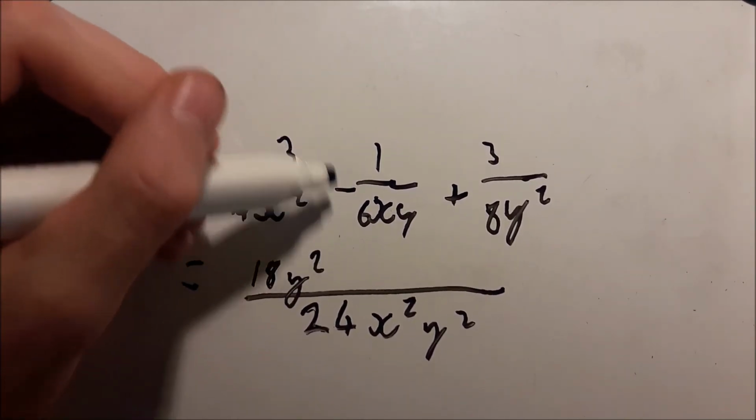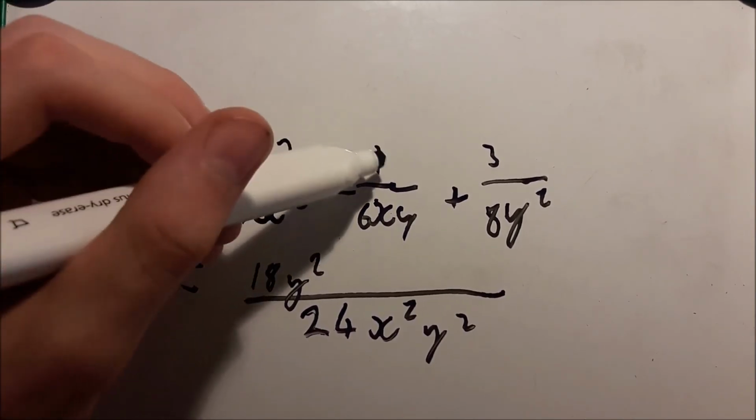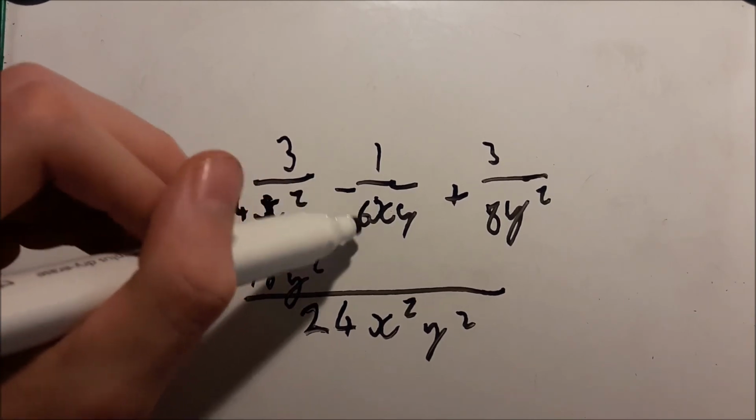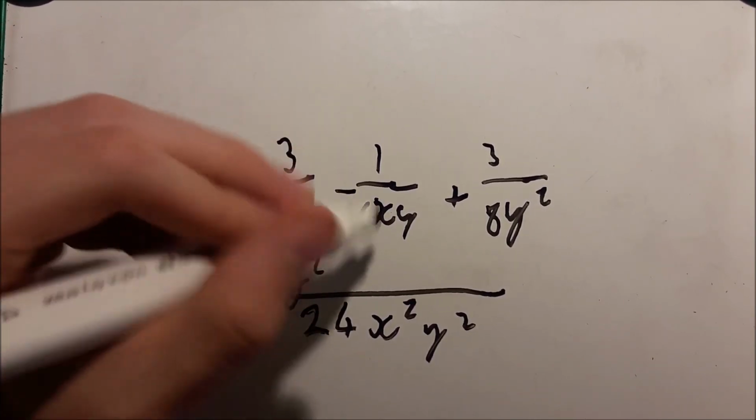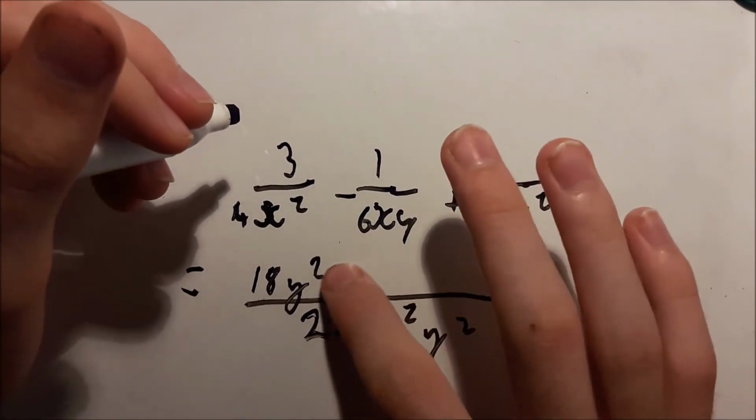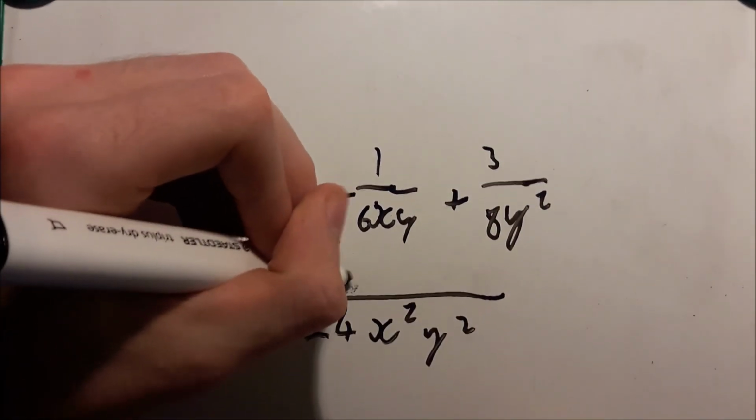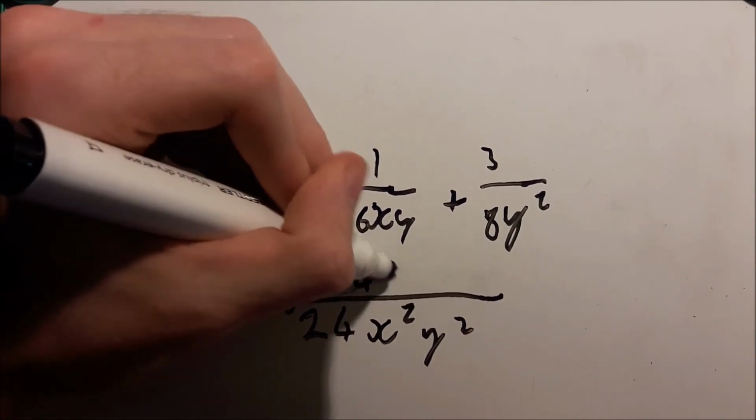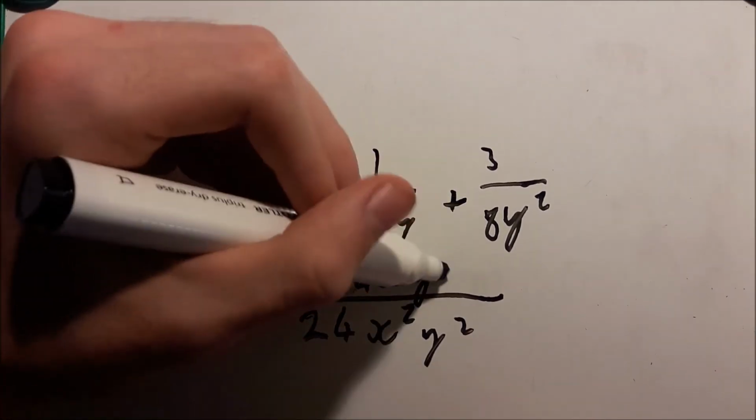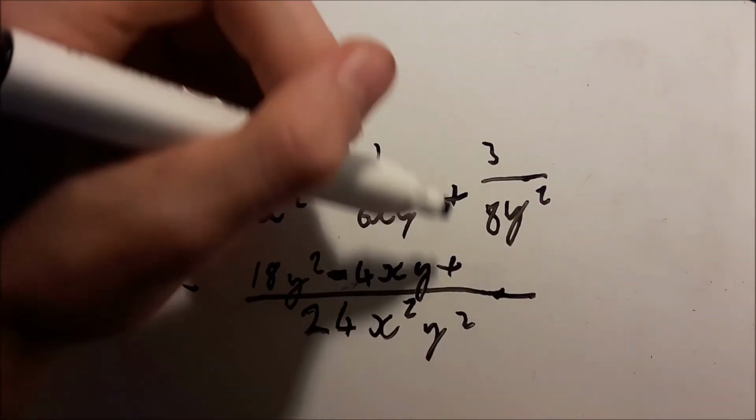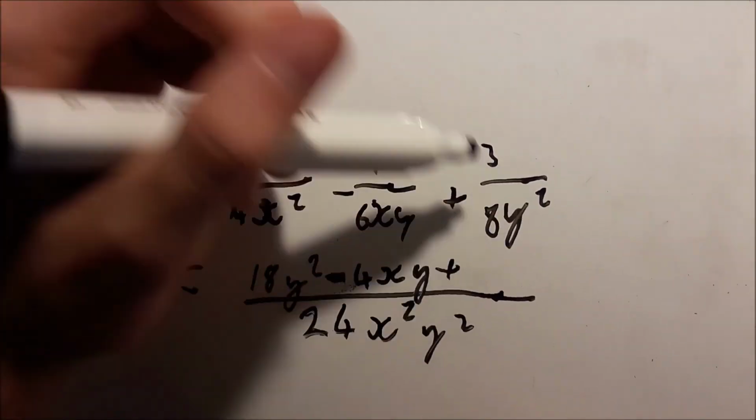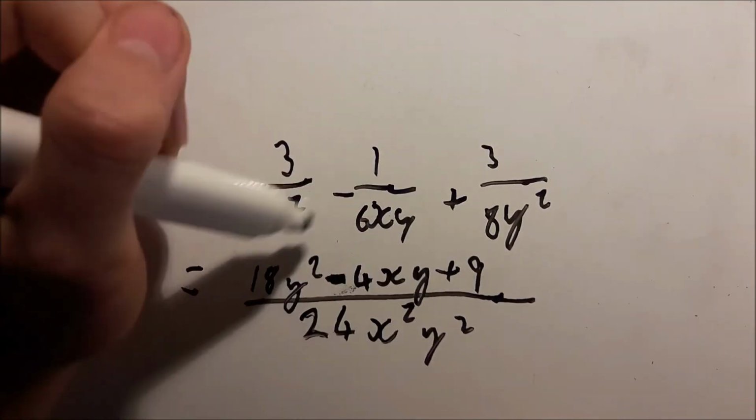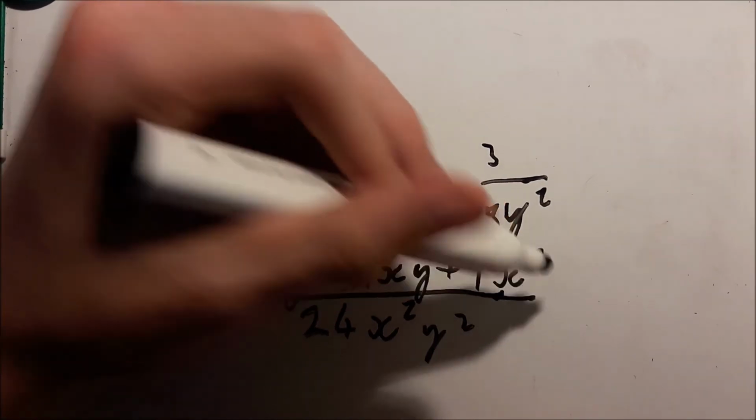Now we have a minus. So to get 6xy to 24x squared y squared, you have to times it by 4xy. So negative 1 times 4xy, positive times a minus is a minus, so minus 4xy. And then we're going to have plus, and then to get 8y squared, 8 times 3 is 24, then we have to times it by x squared.